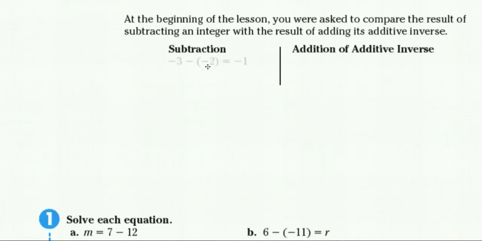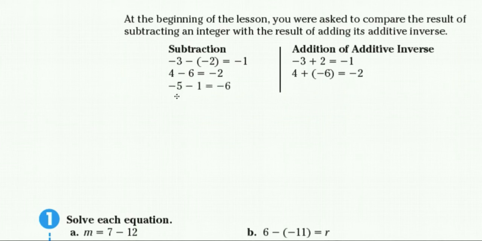When you have 4 minus 6 equals negative 2, we know this by using counters. We can do the addition part of this. When you have 4 minus 6 equals negative 2, we can add the additive inverse of 6. The additive inverse of 6 is negative 6. So we simply add negative 6: 4 plus negative 6 equals negative 2.